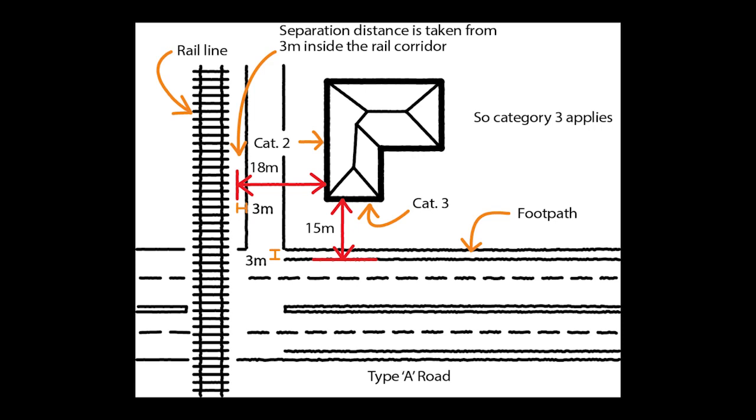In looking at the requirements for the house, you need to look at the exposure for both the rail line and the road, what that means in terms of separation distance, and what that then means in terms of the construction category that's going to be relevant to the facades. So as you can see, for the facade that's adjacent to the rail line, it's Category 2, whereas the facade facing the road is Category 3.